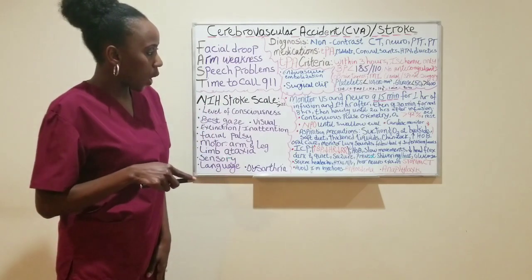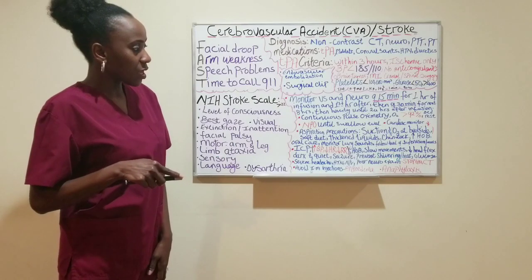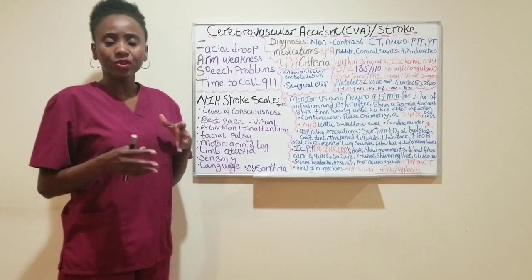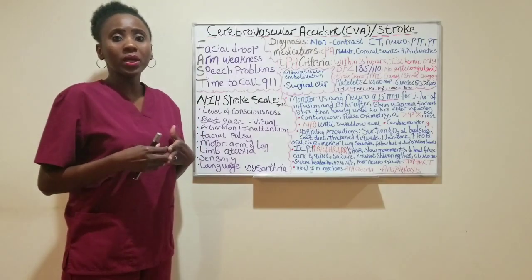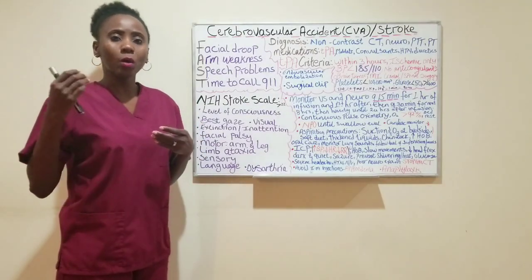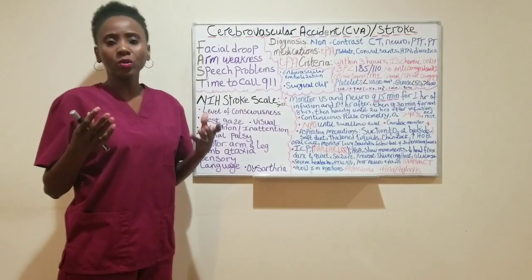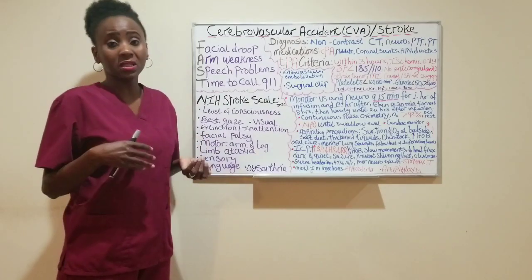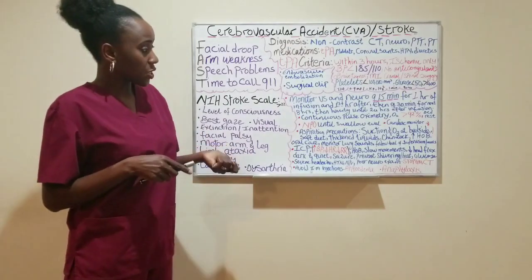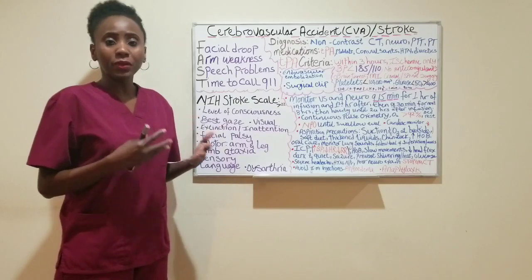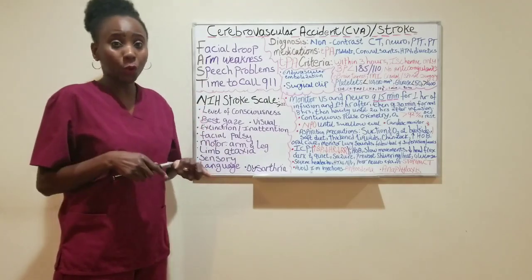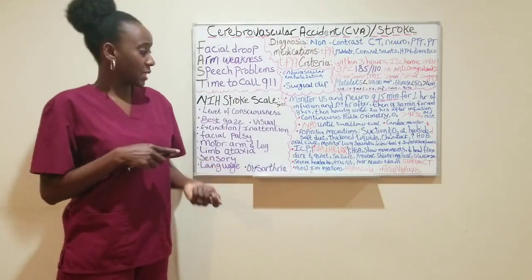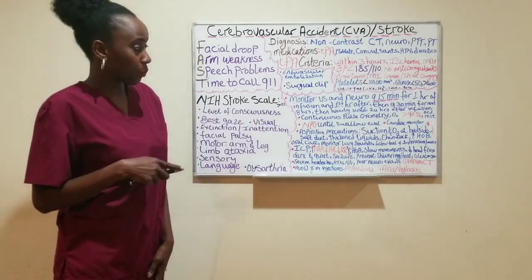We also want to prevent the patient from being too hot or too cold. So we want to maintain just the correct temperature in the room. We don't want to cause the patient to become too cold. We know sometimes in the rooms the air conditioning is very cold, so we want to ensure that the patient has a blanket. If the patient complains of feeling too hot, we want to remove layers of clothing, okay? Because again, extremes in temperature can cause an increase in the intracranial pressure.